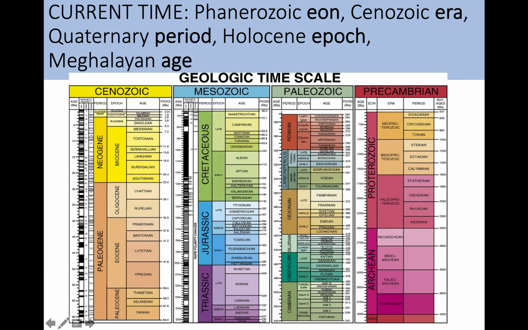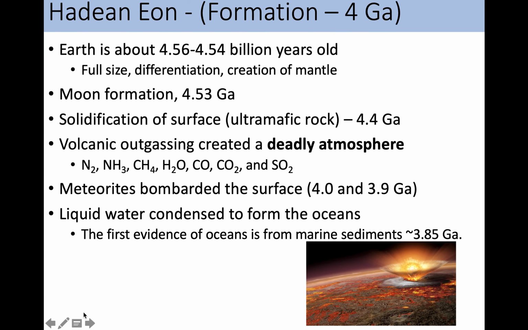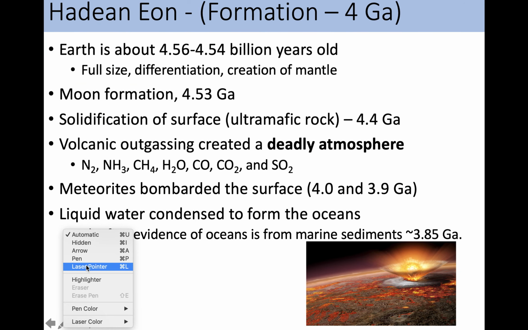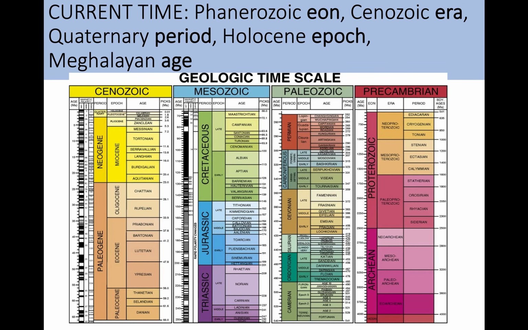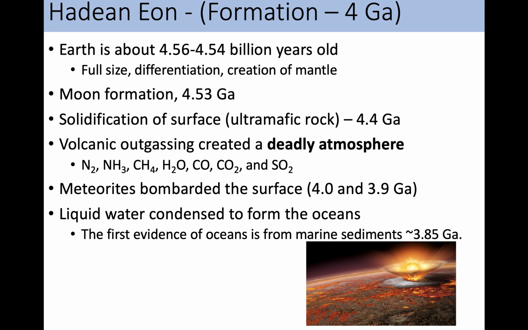Okay, so let's get into it. Let me get my laser. Here we go. The first eon, our very first one, is the Hadean eon. So we're going to start there. The Hadean eon covers the formation of the Earth through about 4 billion years ago. Remember that Ga means billion years ago. So from the formation of Earth through 4 billion years ago, we consider the Hadean eon.